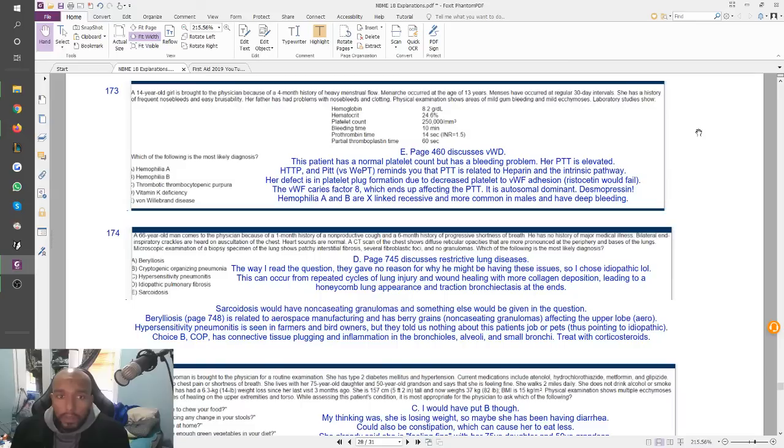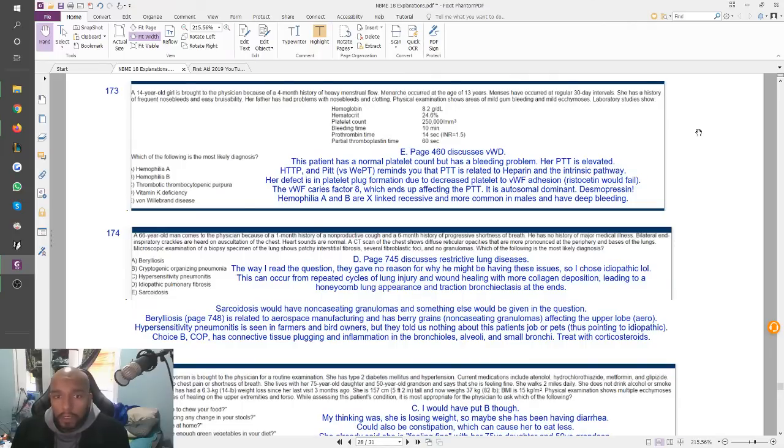You keep reading everything. Platelet count is normal, right? Bleeding time, whatever. PTT is high, 60 seconds, right? PTT. So PTT, remember, HTTP, heparin is part of the intrinsic pathway. It's related to factor 7. So that's that. Then they ask you which of the following is the most likely diagnosis. You didn't even need to know anything else because they actually directly put that as an answer choice. Von Willebrand disease, E. That's it.